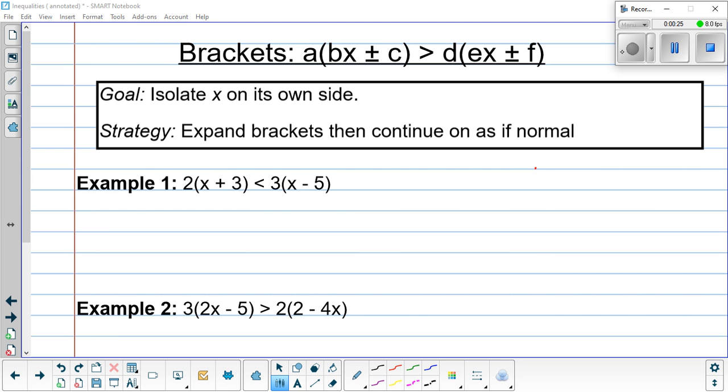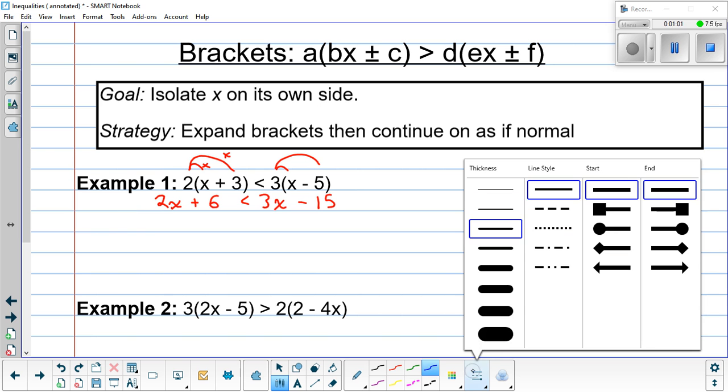So multiplying, dividing, addition, subtraction. Okay, so first off, how do we expand brackets? We don't care that it's inequality. Let's just get rid of the brackets. So we multiply one at a time, the first term outside by the first term in the brackets. So we get 2x, and then 2 times 3 is 6. Okay, so then on the right side, we get 3x, and then we have 3 times negative 5, which is negative 15.